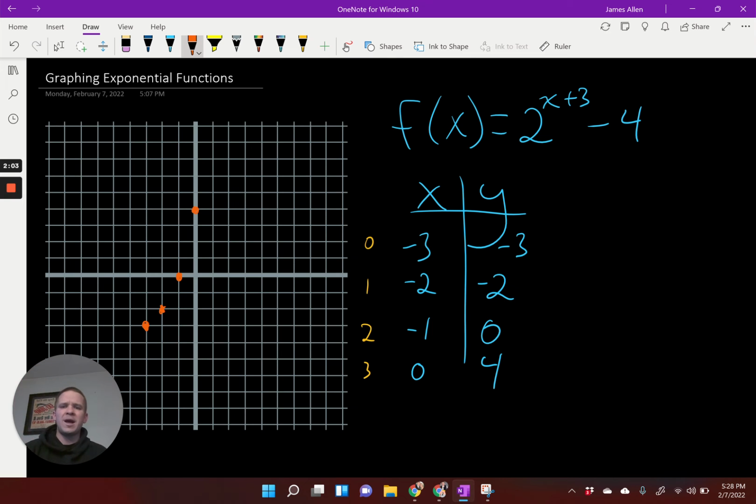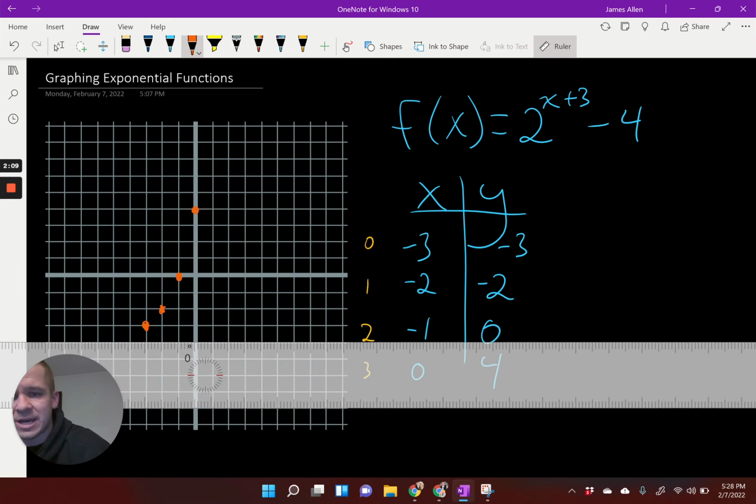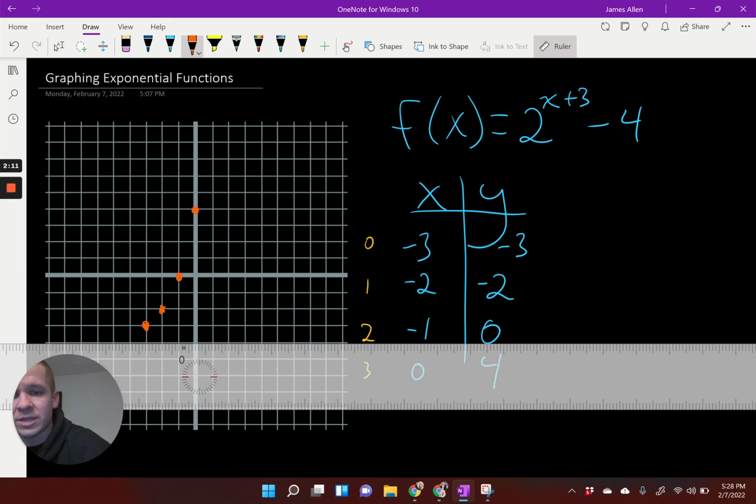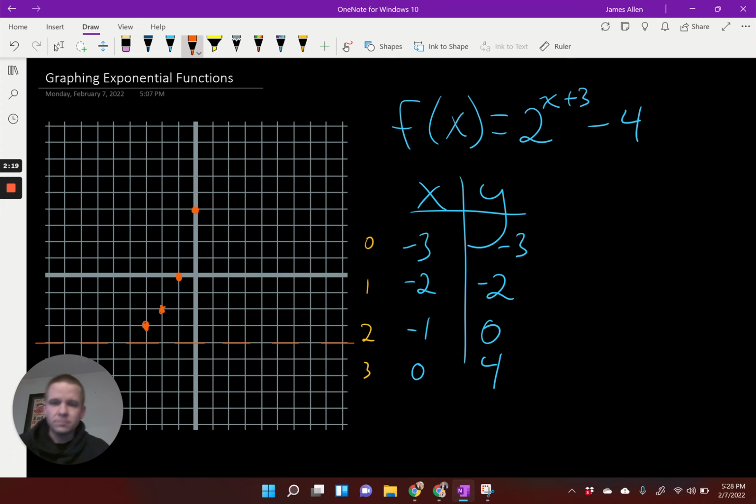Now, before my asymptote was a horizontal asymptote at y equals 0. Where do we think that new asymptote is going to be? If you guessed down at -4, you are absolutely correct. It is going to shift it down right there at -4. The whole graph moves down 4. That asymptote is going to shift along with it. So now let's see if we can graph this thing.